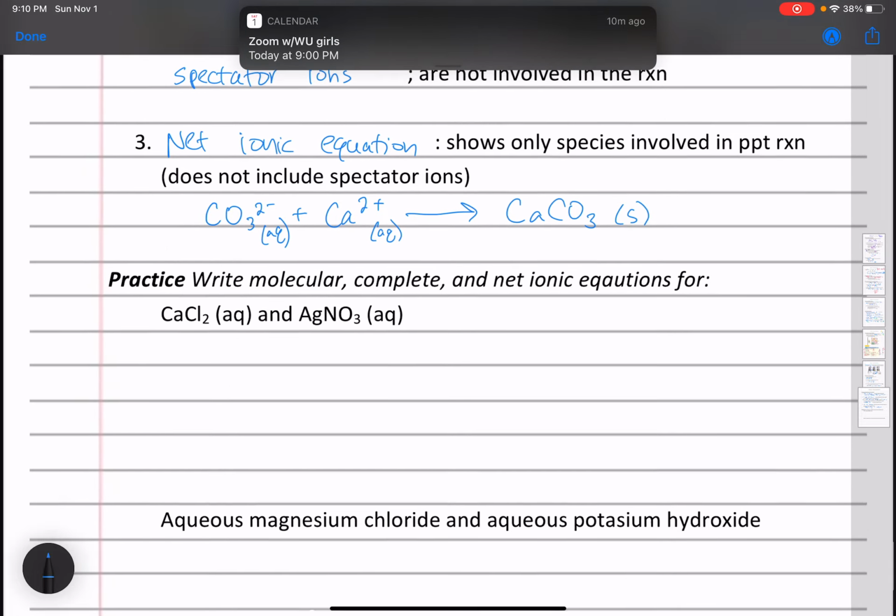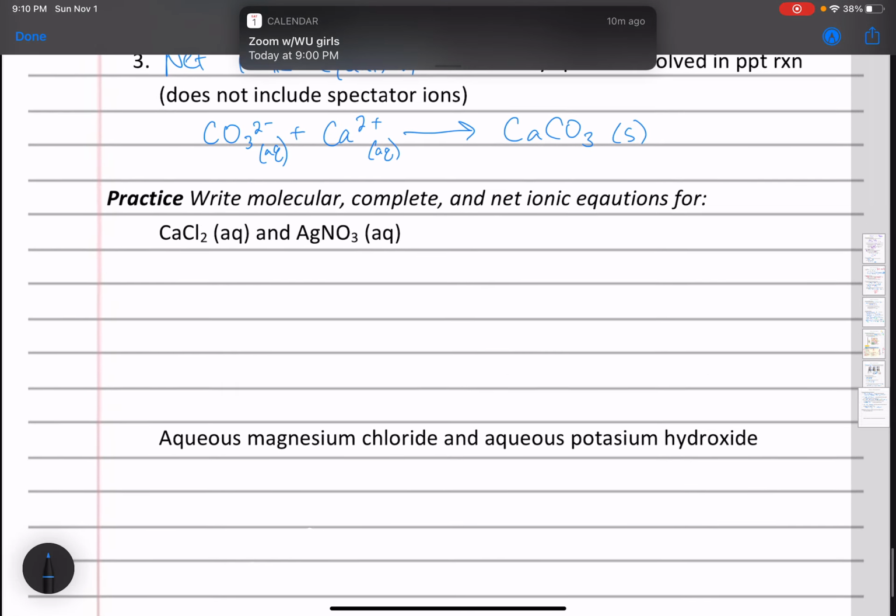So let's practice some of these. We've got 2 different setups here. We want to write molecular, complete, and net ionic equations for each of these. This first one, we have calcium chloride and silver nitrate, and they are aqueous. So the first thing I want to do is write out what ions I actually have in these solutions. Both of these salts are soluble and are dissociated into their respective ions. Now I'm more ready to write the molecular equation here.